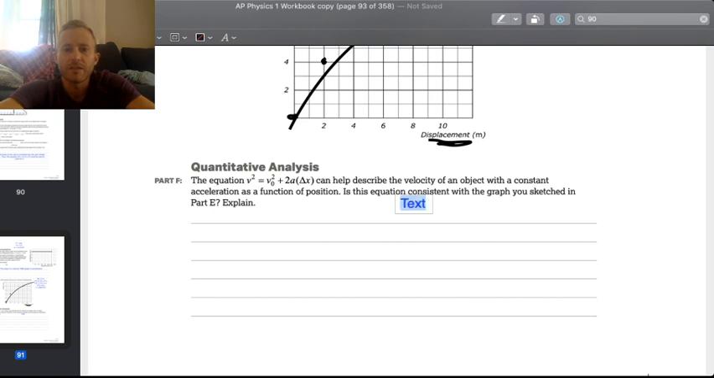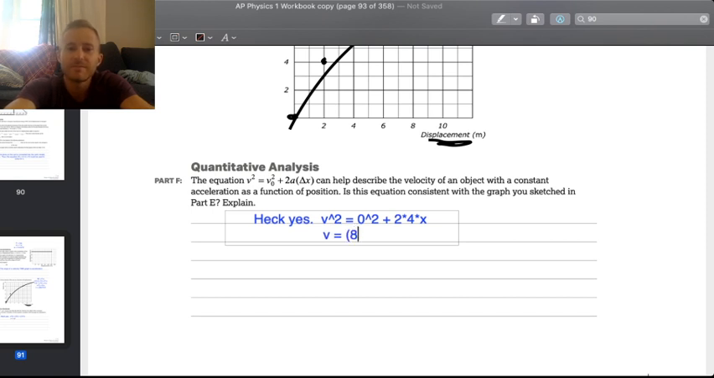I'm going to say an emphatic heck yes. All right, because look at v squared equals v initial squared plus 2 times the acceleration, which we said was 4, times the displacement. So that says v equals square root of 8x. So it's the exact same equation, okay?